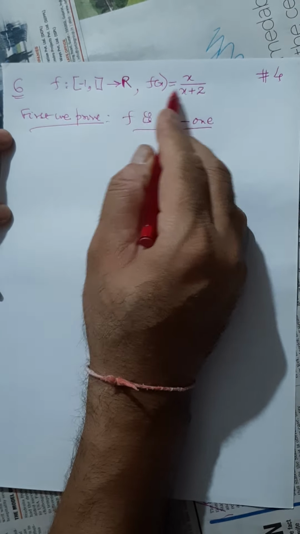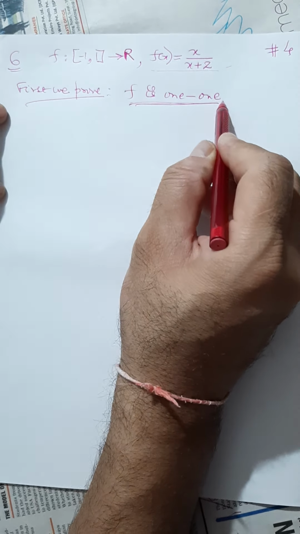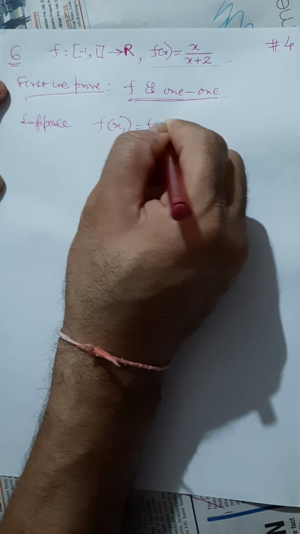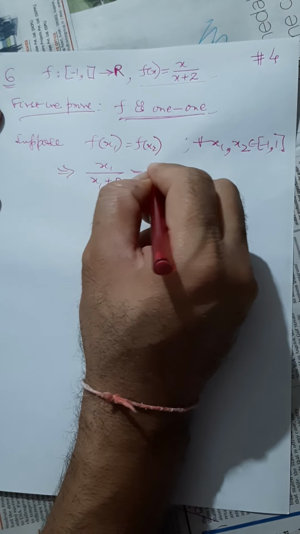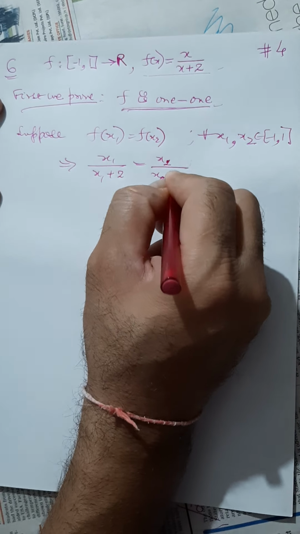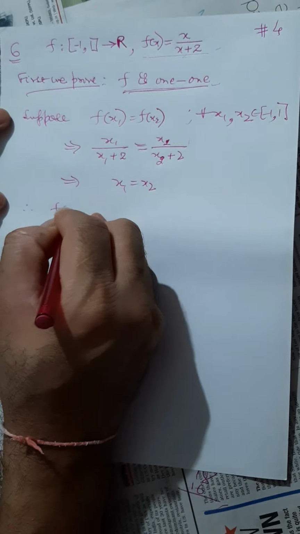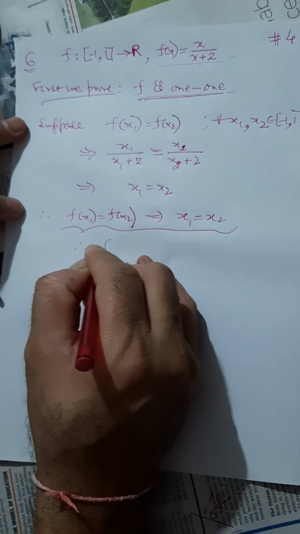Here first you are given this function from this to R, and the formula is this. You are asked first to show that it is 1-1. So let's prove it. If you remember, you need to start with this. Suppose f of x1 equals f of x2. This is just to remind you from the previous section, for every x1 from the domain of the function. Now what is f of x1? That is x1 upon x1 plus 2. This is x2 upon x2 plus 2. Here instead of x you write x1, here instead of x you write x2. You just simplify this and you will get x1 equals x2. This much you can verify. So therefore you have shown that f of x1 equals f of x2 implies x1 equals x2, and therefore f is a 1-1 function.